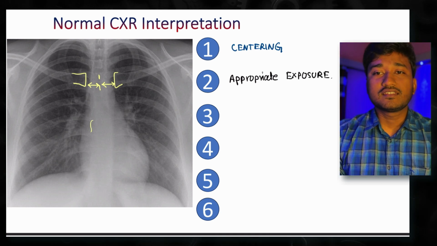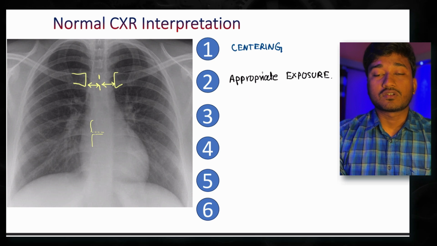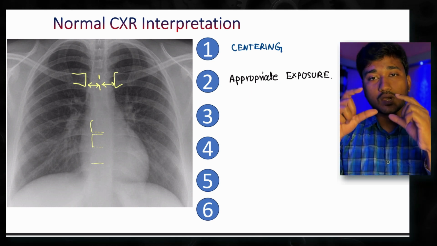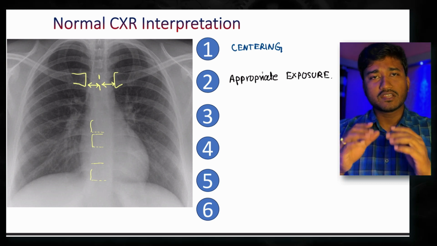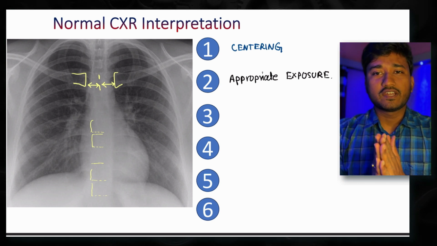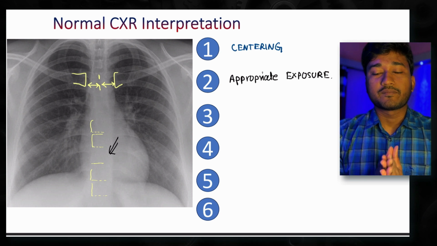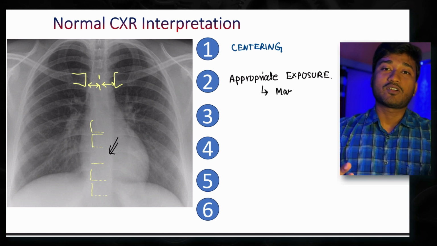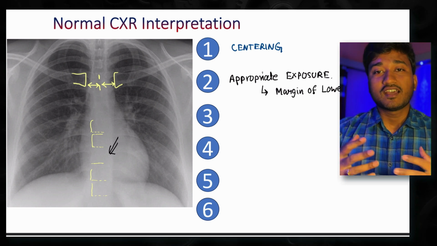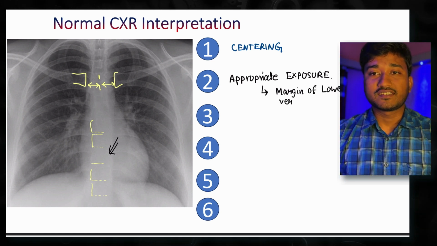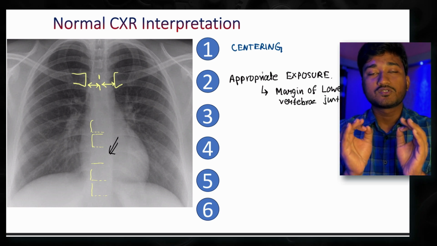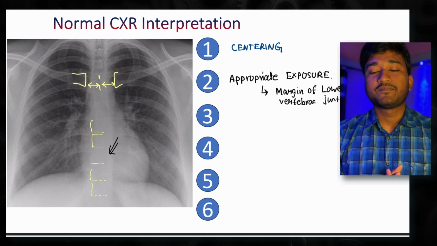Number 2, is there appropriate exposure or not? How to look at it? If the lower border of the lower thoracic vertebra is just visible, we call it appropriate exposure. If appropriate exposure is not there, the film will be either too black or too white. You cannot understand the pathology present in it. Okay, so the margins of the lower thoracic vertebra should be just visible.